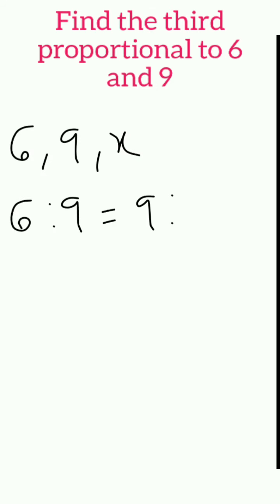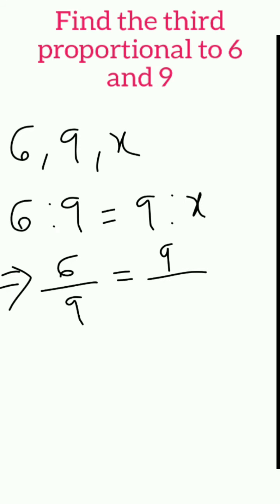Let us take that number as x. Then the numbers 6, 9 and x will be in proportion. And we know that if three numbers are in proportion, we can call it a continued proportion. So if three numbers are in proportion, we can write it as 6:9 is equal to 9:x. So from this I can write 6/9 is equal to 9/x. So we need to find out the value of x.